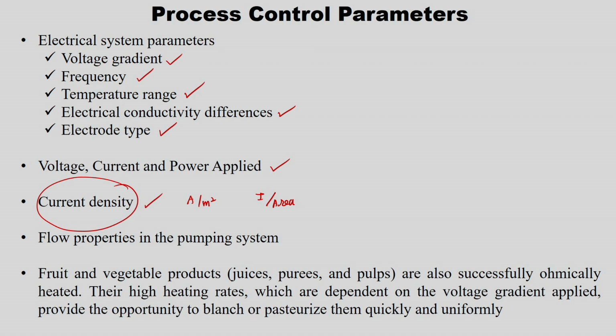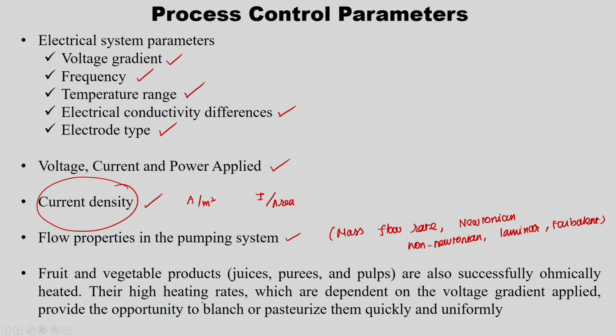And flow properties in the pumping system, because it is used for pumpable foods. We need to take care of the flow properties, because, for example, the mass flow rate is a main critical factor, and which type of food material we use. In one of the lectures I mentioned Newtonian and non-Newtonian fluids, and also which type of flow we are encountering, for example, laminar or turbulent. That also matters, right. All these need to be taken care of.